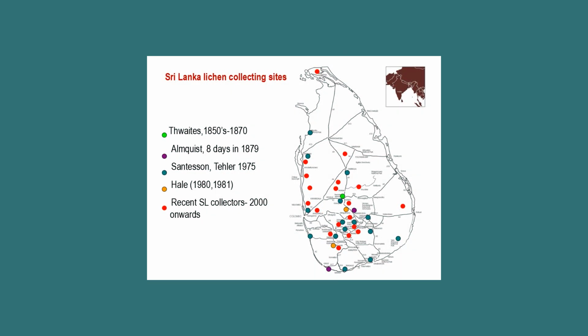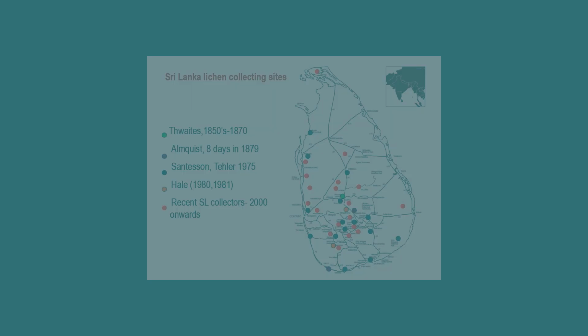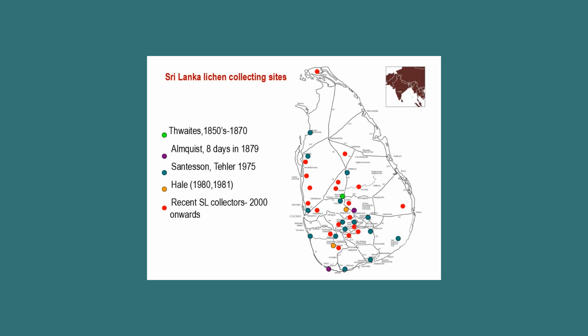And these are some of the places that foreigners or foreign researchers have collected lichens from Sri Lanka. The very first lichen collection was made in 1863 by a very famous botanist called Thwaites, who was a botanical garden director during the English colonial time, and the rest of the collection was made by other foreigners. Unfortunately, they are in foreign herbaria.